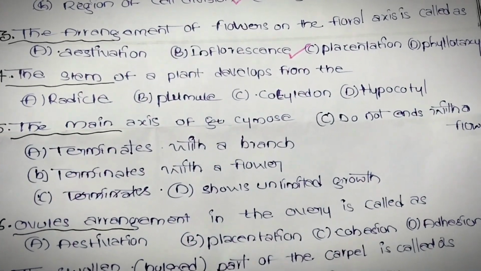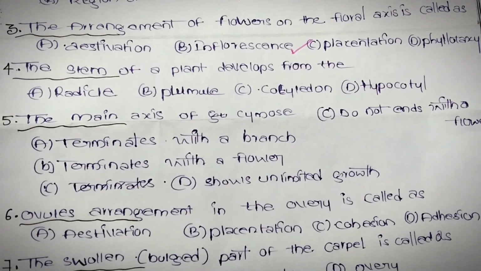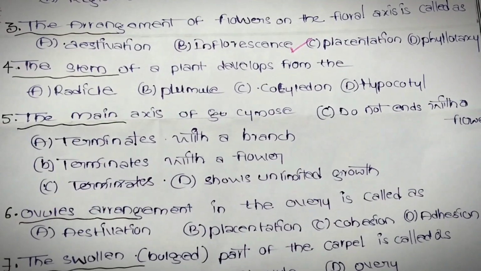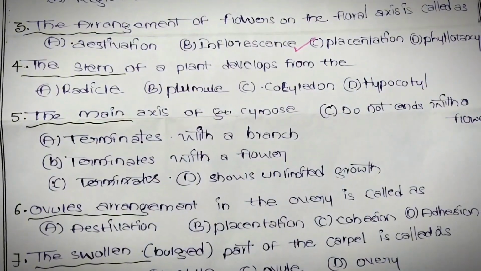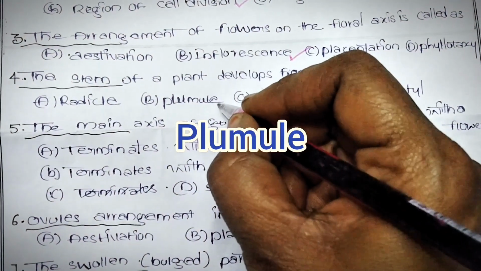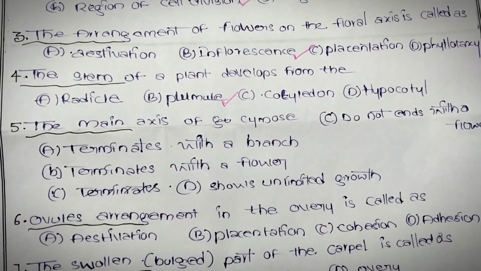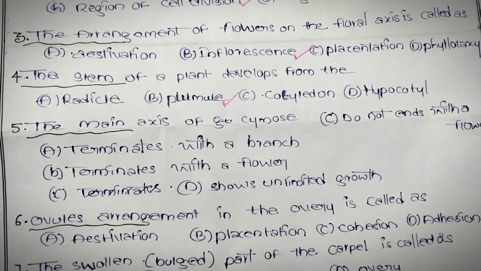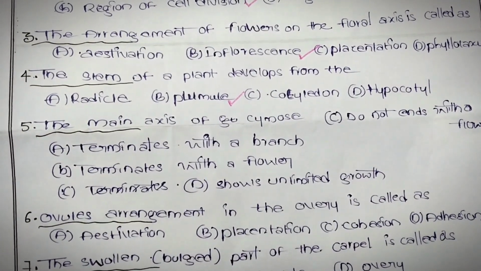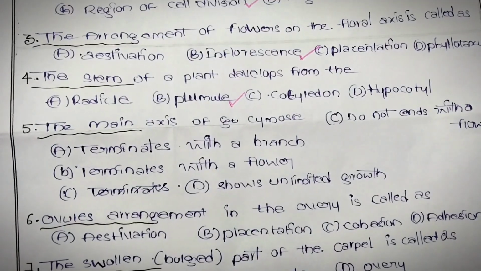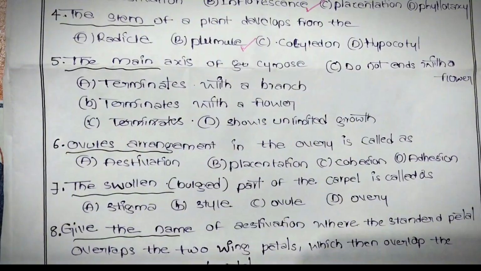The stem of a plant develops from, options are radicle, plumule, cotyledon, hypocotyl. For this, the correct answer is the stem develops from the plumule. That is the correct answer. So, the embryonal axis contains two ends. One is radicle and the other is plumule. Stem develops from plumule whereas roots develop from the radicle. Let's see the fifth question.